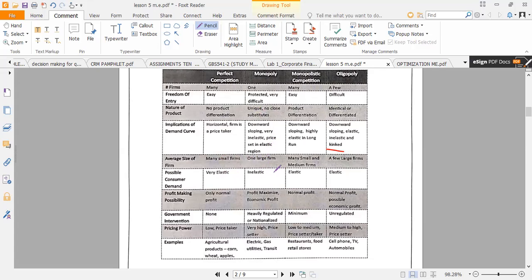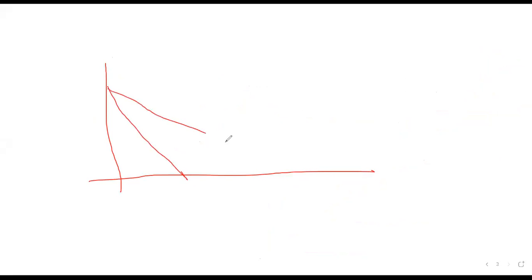They make abnormal profits in the short run. You have one major firm which maximizes profits, heavily regulated by the government, and they are price setters. For these price setters, the graphical outlook looks like this. They are downsloping, they're not horizontal. So marginal revenue is half of the average revenue. This is our marginal revenue, this is our average revenue.